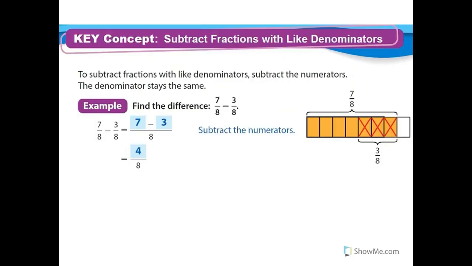Alright, so in our key concept, subtract fractions with like denominators, it says to subtract fractions with like denominators, subtract the numerators, the denominator stays the same. So they subtracted the numerators, 7 minus 3, we've got 4/8. What would that also be? Yeah, that would be 1/2, because they can both be divided by 4.